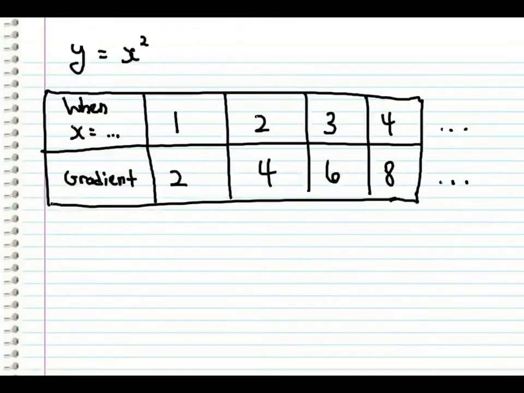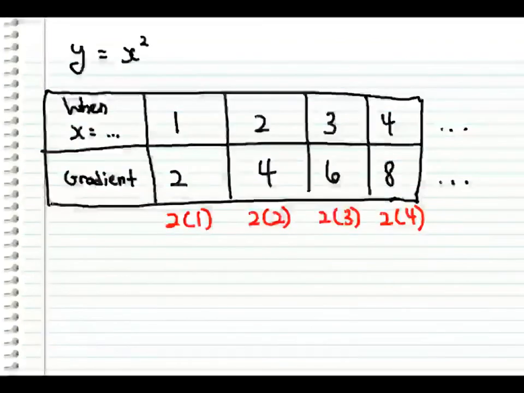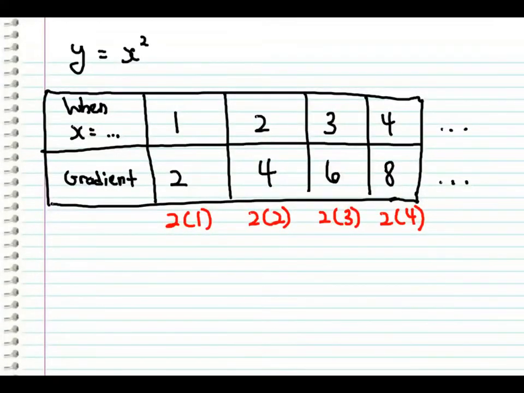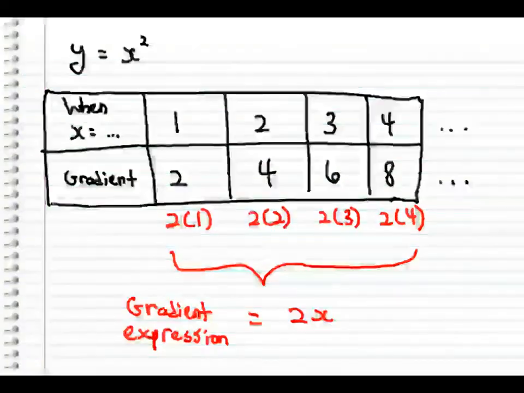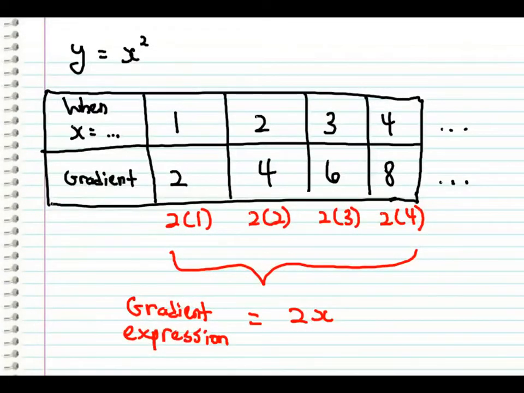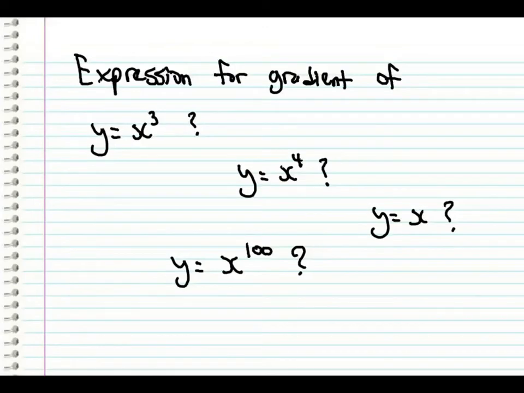Now, if we were to do the same thing on other points on the curve, for example, x equals 3 and x equals 4, we will discover that their gradients are 6 and 8 respectively. If you study the table very carefully, you will realize that the gradient follows a pattern, such as the following. The gradient actually has an expression of the form 2x. Now, what do you think will be the expression for the gradient of other curves, such as the following?